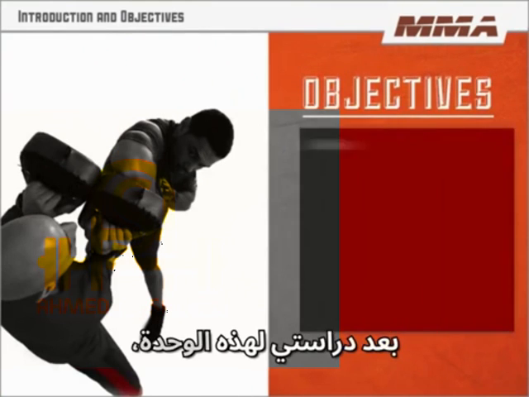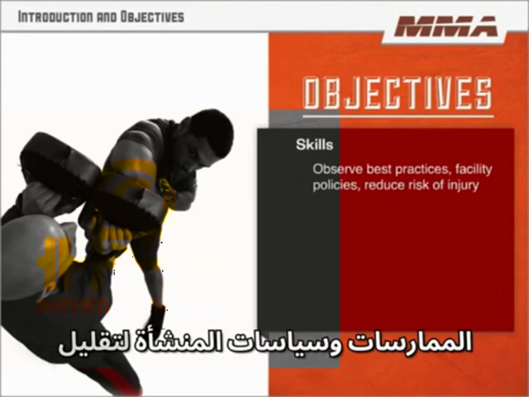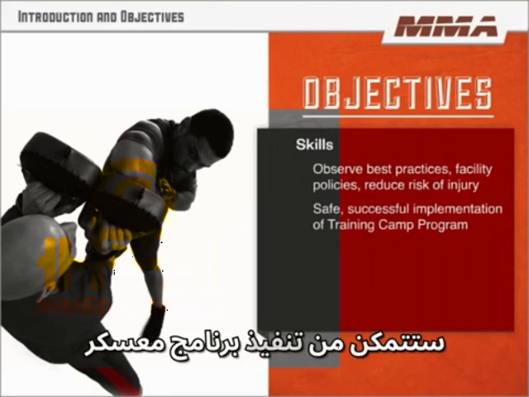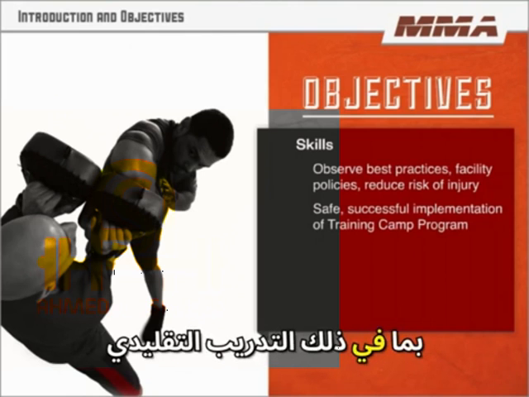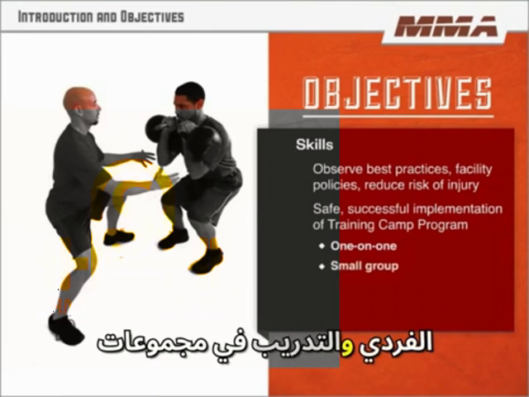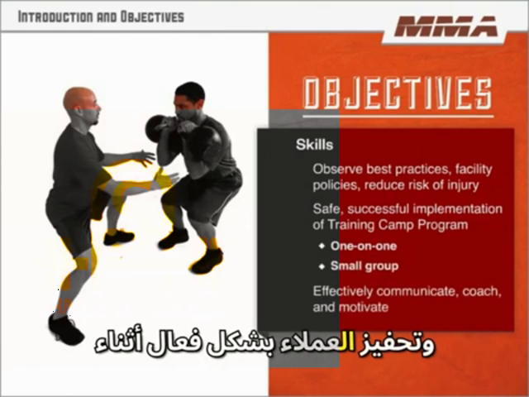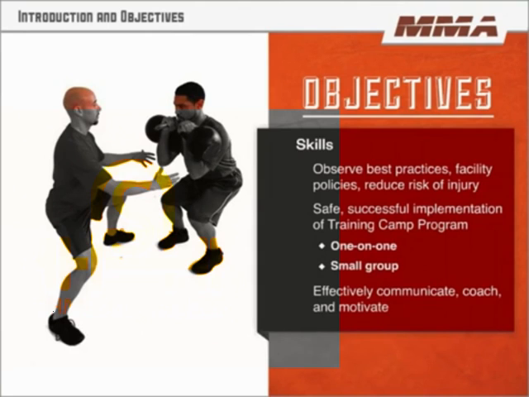After studying this module, you'll know how to observe the best practices and facility policies to minimize the risk of injury. Also, you'll be able to successfully and safely implement a training camp program in a variety of settings, including traditional one-on-one and small group training. Lastly, you'll learn to effectively communicate, coach, and motivate clients during an MMA training session.